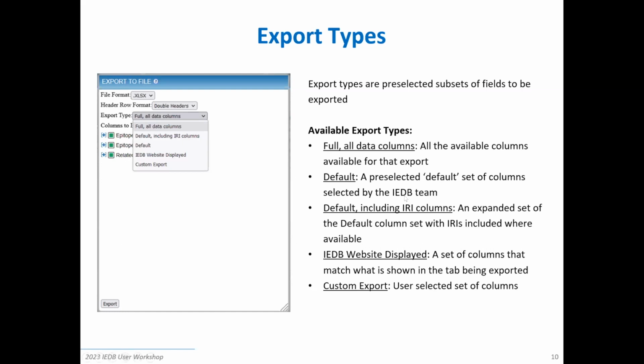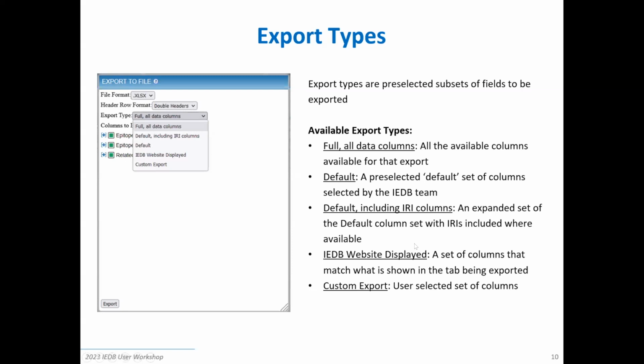The next option is the default, including the IRI columns, which is the same thing as the default, but includes any identifiers that are associated with those particular default fields. So for example, if you have the source antigen, you can have the IRI, which is the identifier associated with that source antigen, in the export as well. Some people really like the IRIs in there. Some people really don't. It's mostly for use if you want those identifiers to have a unique identifier for those columns.